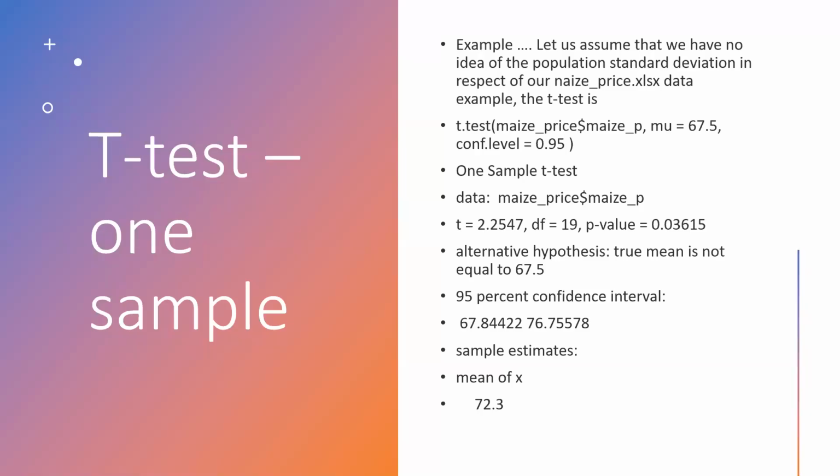Yeah, so this is what we are trying to say. So we have the t is 2.2547. Now we can see that the p-value is 0.03, which is less than 0.05. So in that wise, we reject the null hypothesis. Which means we confirm that 72.3 is actually different from 67.5 at 95% confidence interval. So that's very straightforward to interpret.